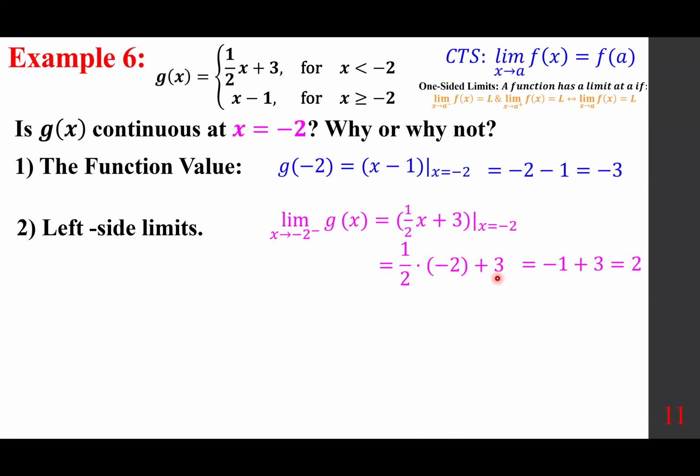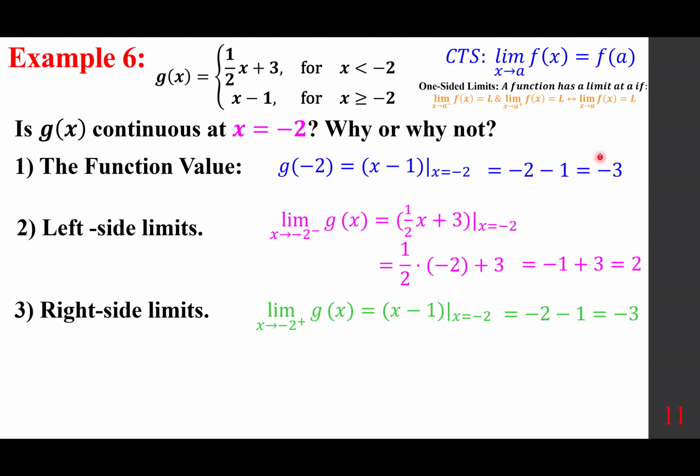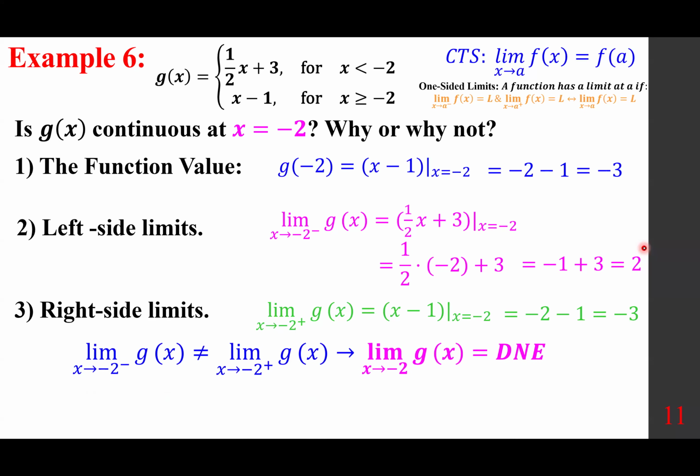The right side limit uses the greater than, so it uses the second piece. That becomes just that. And therefore, you notice that the limits from the left and right are two different numbers. The limit doesn't exist. The limit of g of x as x approaches negative 2 from the left is not equal to the limit of g of x as x approaches negative 2 from the right. Therefore, the limit of g of x as x approaches negative 2 does not exist. Therefore, it's not continuous at x equals negative 2.